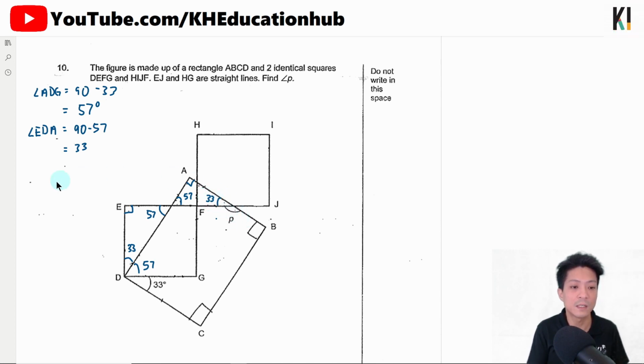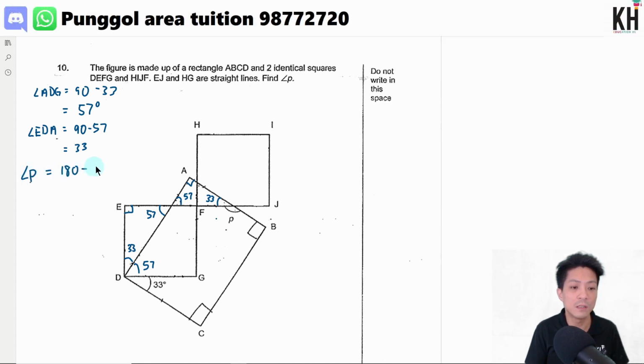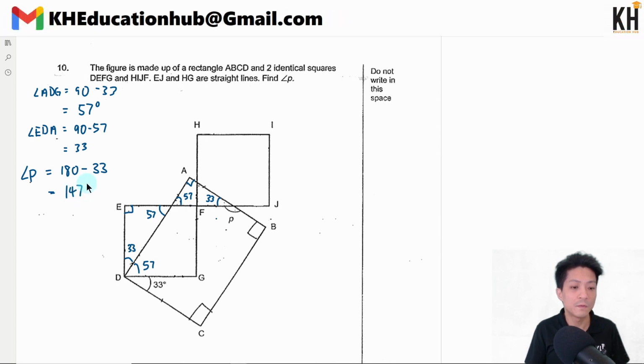So to find angle P, you just need to use 180 minus 33. That will give you 147 degrees.